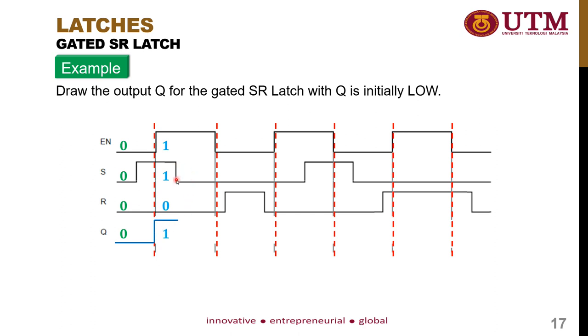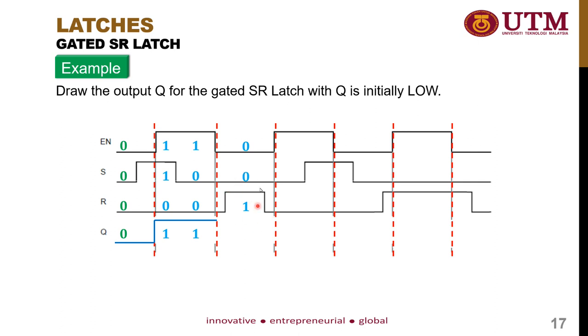you see here, after some time, S becomes 0 and R becomes 0 and enable is still 1. So we need to look at the value of S and R. In the active high SR latch, when S equals 0 and R equals 0, it means the latch is storing the data. So the output retains. Okay, next, we see that the enable equals 0.